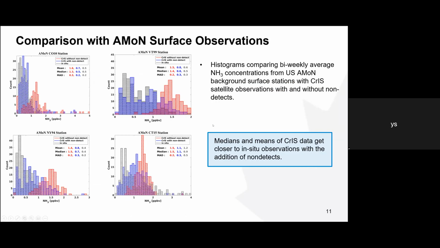On this slide, we compare the biweekly averages of CrIS data to AMoN surface observations, or in situ data, where we've shown 4 American background surface stations. The red bars are the CrIS data without non-detects. The blue bars are the CrIS data with non-detects, and the black bar is the AMoN data, the in situ data. The main thing we notice is that for all of the data in this slide, the distribution of ammonia concentrations for CrIS gets closer to the in situ data when we add non-detects. So from red to blue, it gets closer to the black coloring.